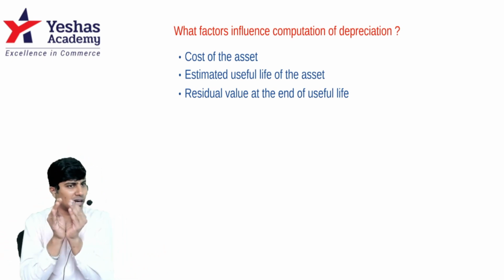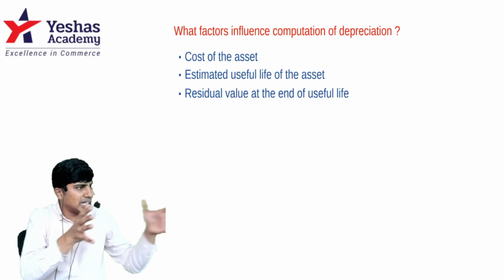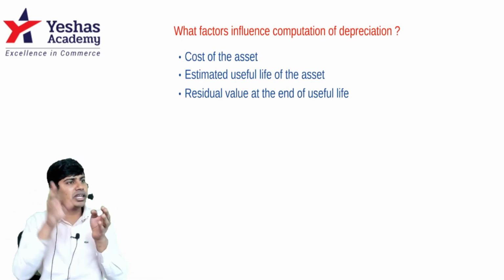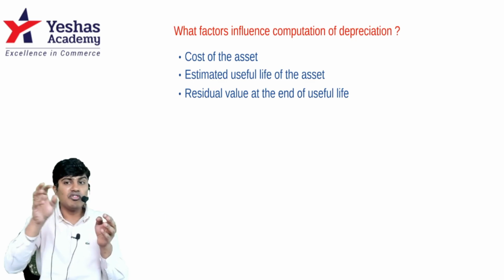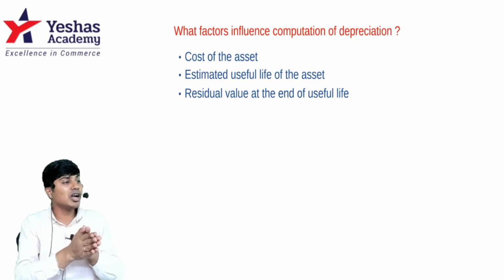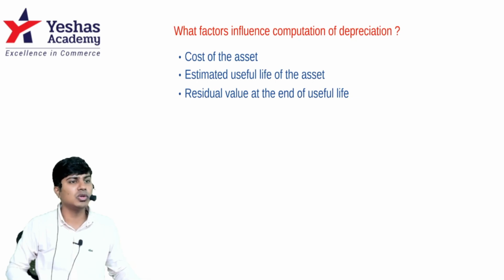You bought one asset for 1 lakh. If you estimate the useful life to be 10 years, you write off 1 lakh over 10 years. If you estimate the useful life to be 3 years, you write off 1 lakh over 3 years. If you estimate the useful life to be only 2 years, you write off 1 lakh over 2 years. Depending upon the number of years, the depreciation value changes.